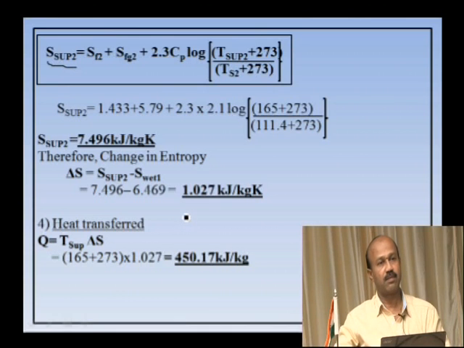Finally, for the isothermal process we want the heat transfer. Yesterday we already completed one problem. So, Q is equal to (T_sup + 273), because you should take it in Kelvin, times the change in entropy. The change in entropy is 1.027 from the previous equation, and T_sup is given in the problem. So, you will get 450.17 kilojoules per kg of heat added to the steam.